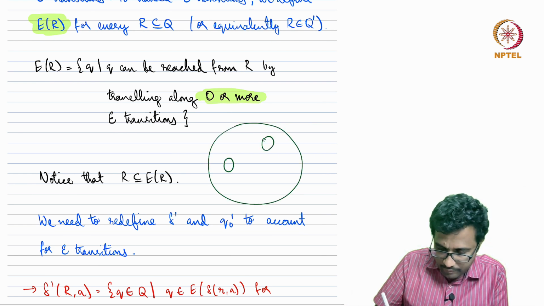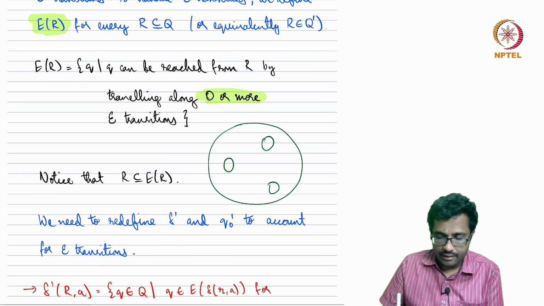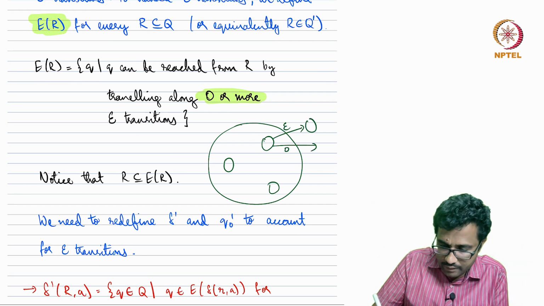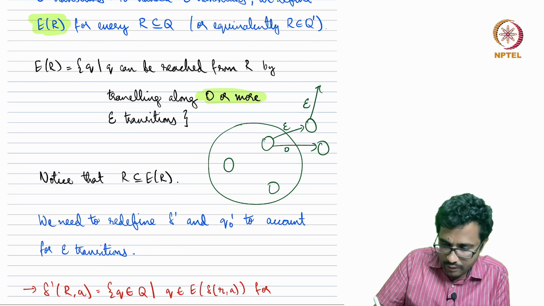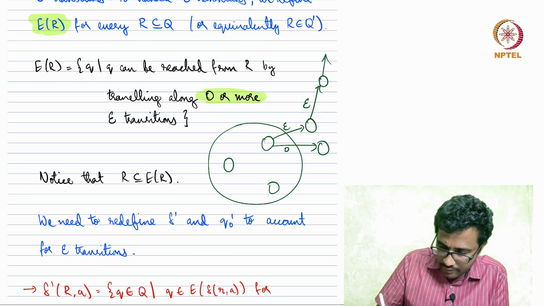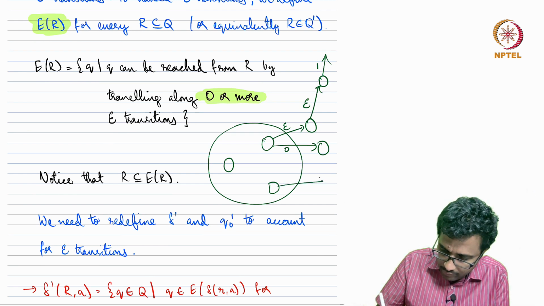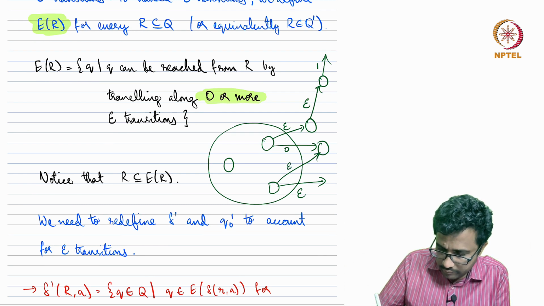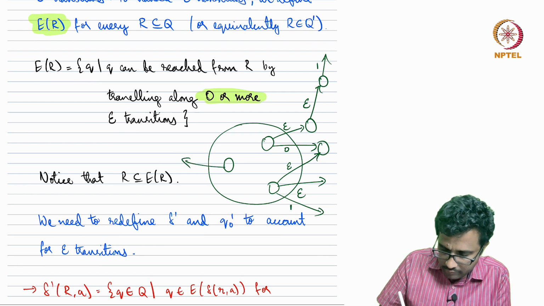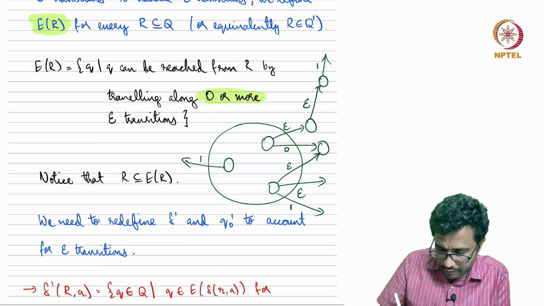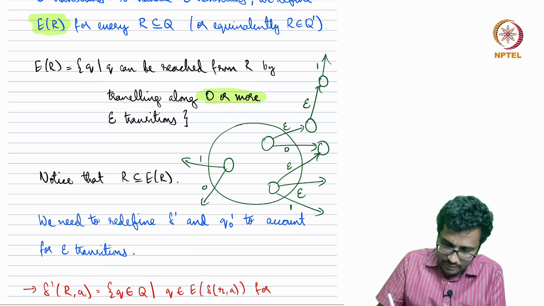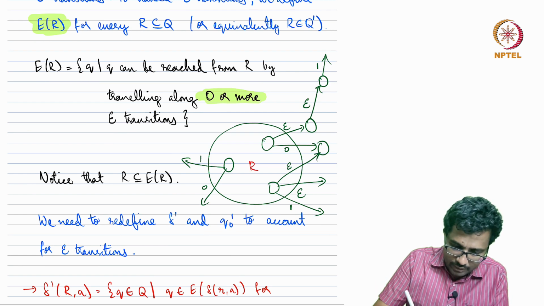Just to give a pictorial, suppose these are the states in R. These three are the states in R. Now this is an epsilon transition. Let's say this is a non-epsilon transition, and suppose this is an epsilon transition. Let's say this is something else. Suppose this has no epsilon transitions. Now suppose this is R. Maybe I'll use the same color again.